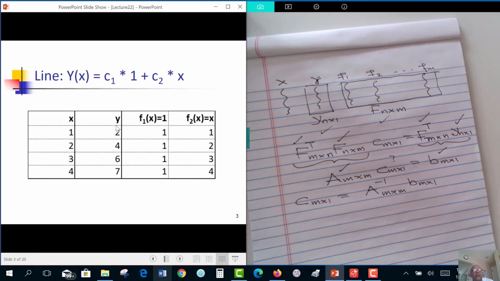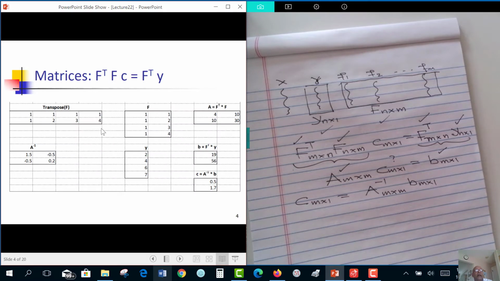So then in the last lecture, I did a very simple example. I fitted a straight line. So I was given 4 data points, and our straight line is C1 times 1. So our first function is 1 plus C2 times x. So C1 is our intercept and C2 is our slope. So F2 is x. Since x are 1, 2, 3, 4, we did 1, 2, 3, 4. And then I did this on a piece of paper, even though it looks as if I'm doing it on an Excel spreadsheet.